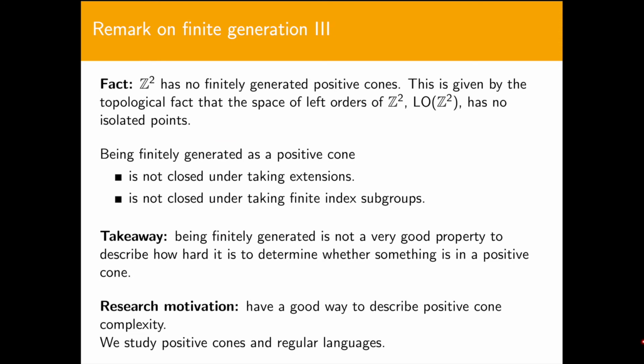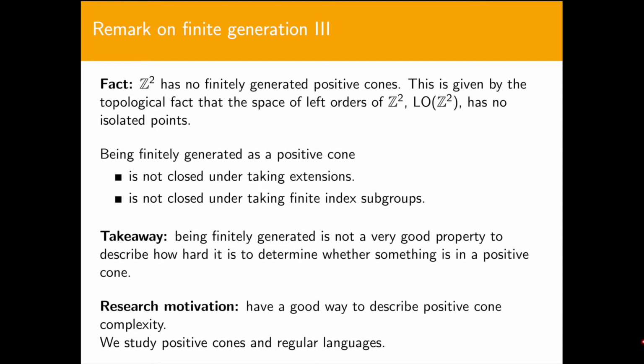So you might be wondering, well, maybe you picked a bad positive cone for Z squared, and Z squared has another positive cone which is finitely generated. But it's just the fact that Z squared has no finitely generated positive cones. We won't have time to show this in this talk, but this is, roughly speaking, given by the topological fact that the space of left orders of Z squared, denoted LO(Z squared), has no isolated points. And if you were to have a finitely generated positive cone, that would imply an isolated point in the space of left orders.